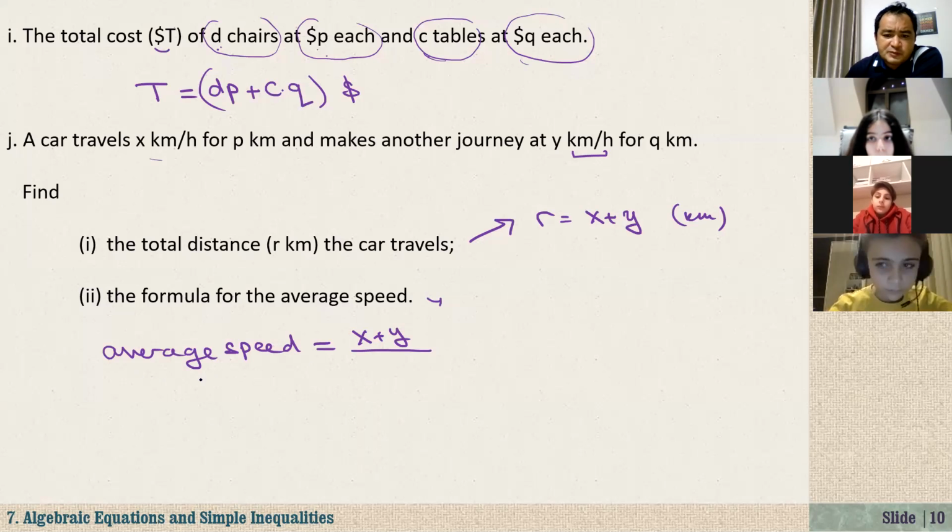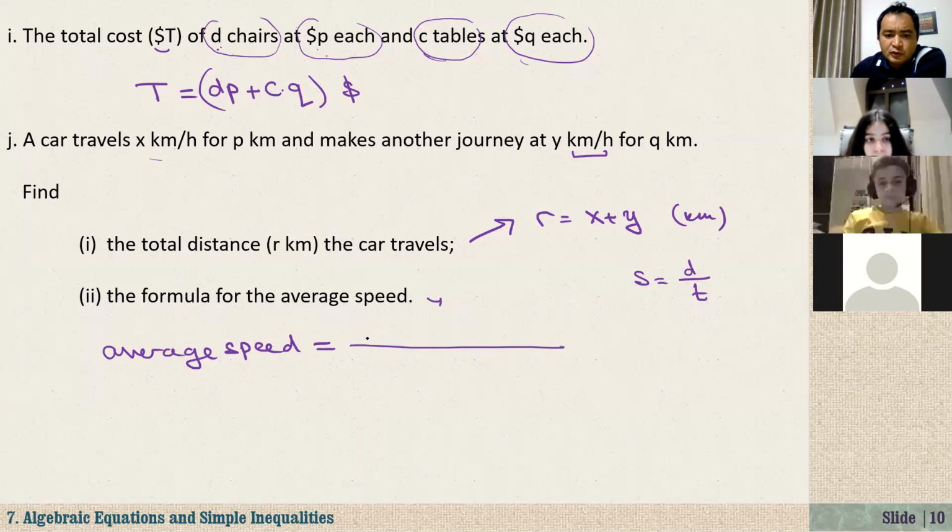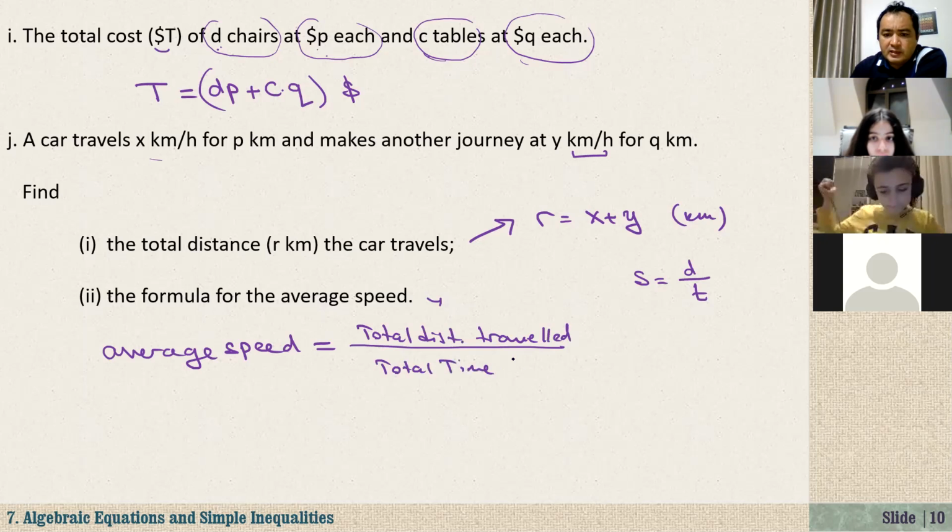No, Selen, here, average speed. Actually, what is speed? Speed is equal to distance over time. And how about the average speed? Let me just write here first. Average speed is equal to total distance traveled over total time taken. But we don't know the exact time in this situation. So now we will find this.